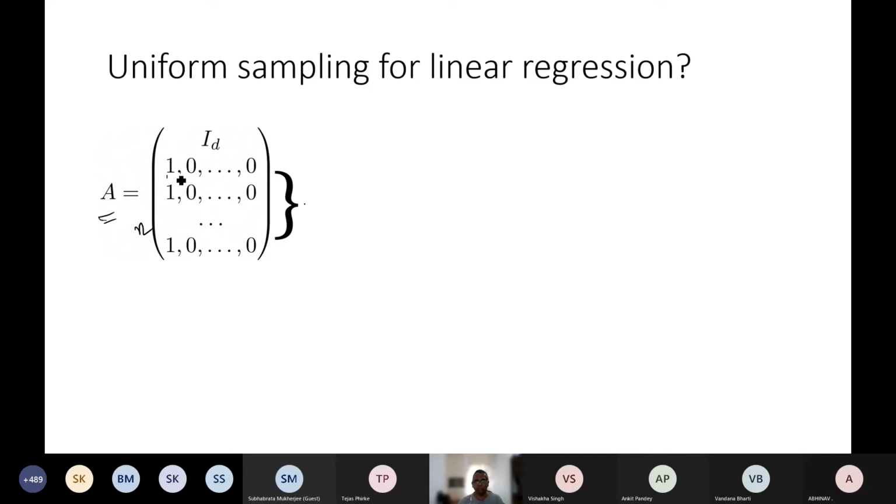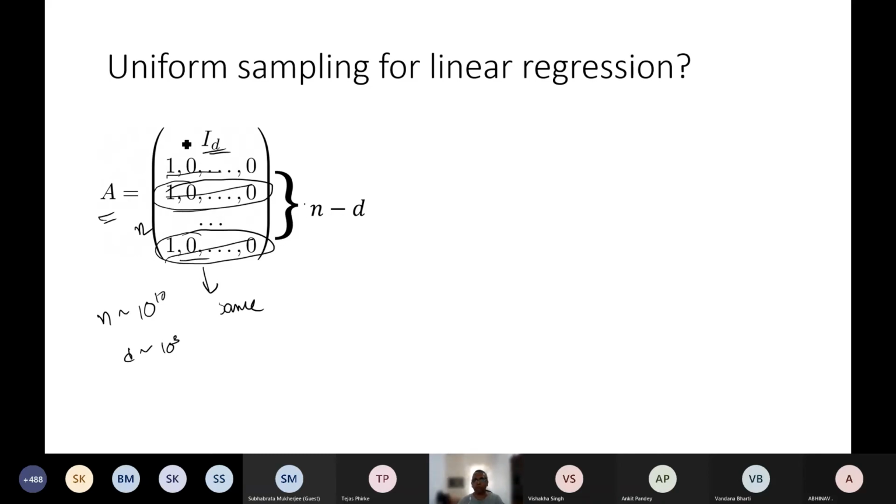So these rows are all the same, right? There are d rows that are identical to each other, and n minus d rows which are copies of one another. Now, if you do uniform sampling to pick rows, supposing n is again of the order of 10 to the 10 and d is again of the order of 1000, you will only pick rows from here. You won't see anything from here at all, because the size of this identity is very small. It's only 1000 by 1000, right?